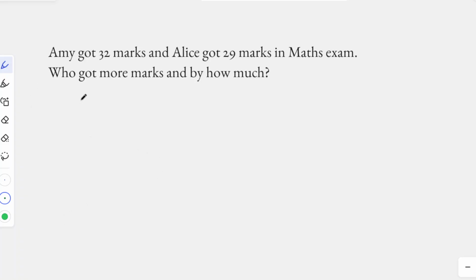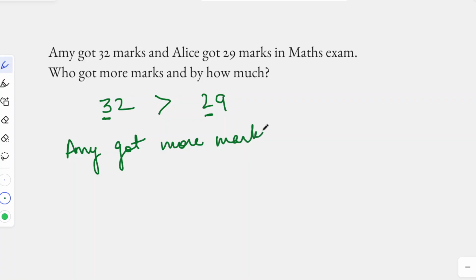So comparison of numbers we have already done in our previous videos, right? I will mention the link in the description box. You can go visit that video. All right. So first find the numbers. So 32 and 29. This is 3 tens and 2 ones. This is 2 tens and 9 ones. So if we look at the tens digit, 3 is greater than 2. So 32 is greater than 29. So who got more marks? Amy got higher marks, or Amy got more marks than Elise, right? Okay, this part is done.